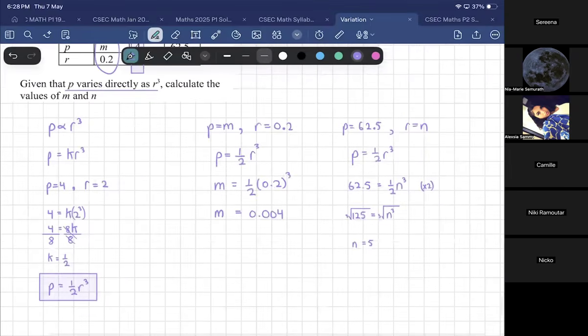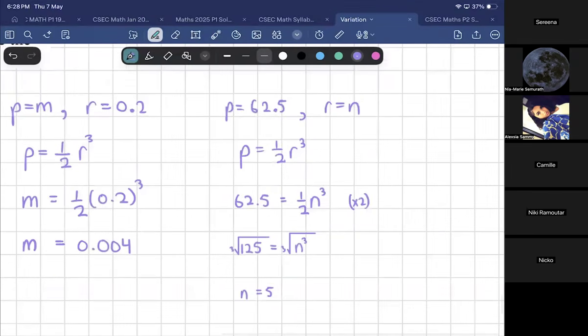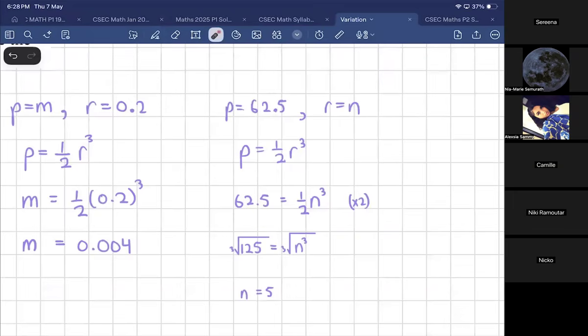Could you go over the last one one more time, please? No problem. Do you understand why I used the equation we came up with? Yes, sir. It's just the cube root part that confused me. All right, so we have P is equal to a half R cubed. We plugged in P as 62.5. Then we plugged in R as n.